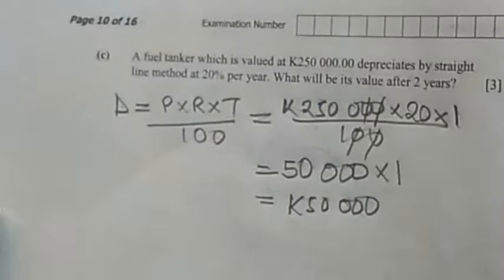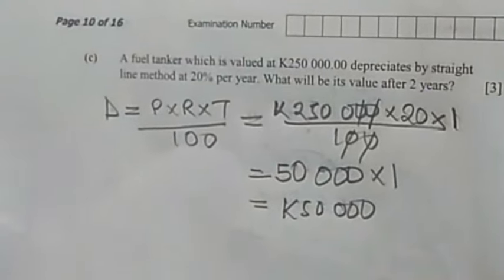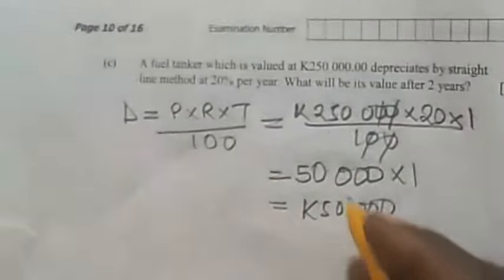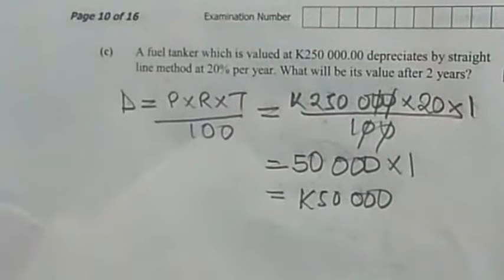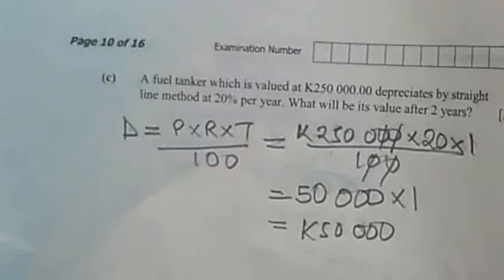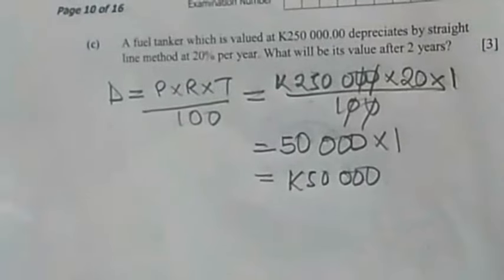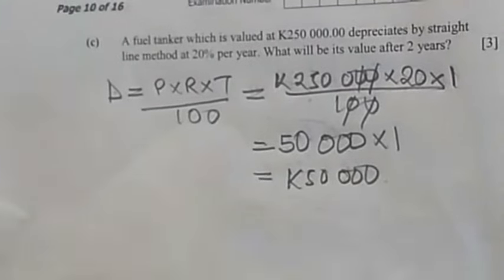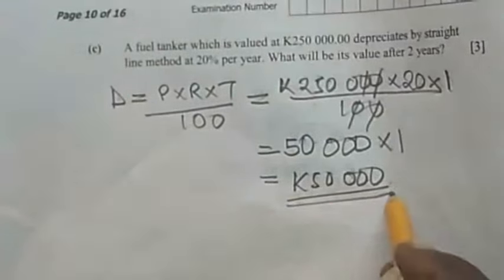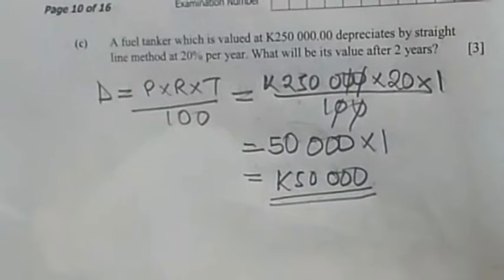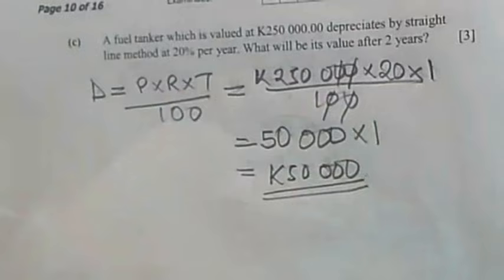So the question is, what will be its value after 2 years? So we're going to have to find the depreciation for 2 years. We're going to multiply 50,000 by 2. I hope you are following me. What I found here to be 50,000 is the depreciation of this tank in the first year. Since it's depreciating using the straight line method, that means we're going to multiply 50,000 by 2.